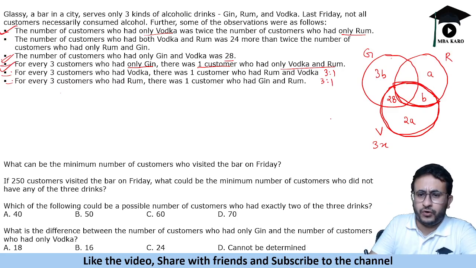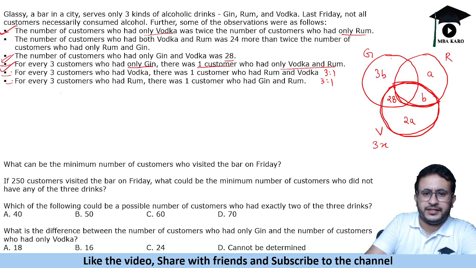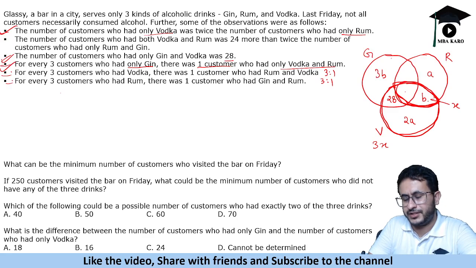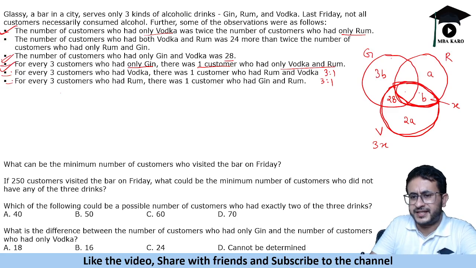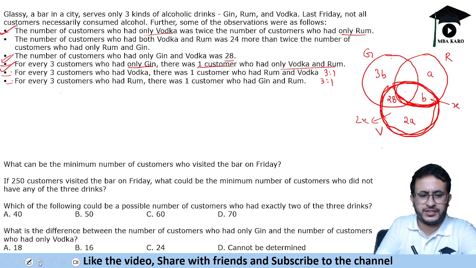So if all vodka is 3x, there is one customer who had rum and vodka. So this complete portion is x, the sum of these 2. Now if this is x, the portion in that crescent is 2x. Okay, so this part is 2x and this part is x. I'm just marking it with different colors to understand.